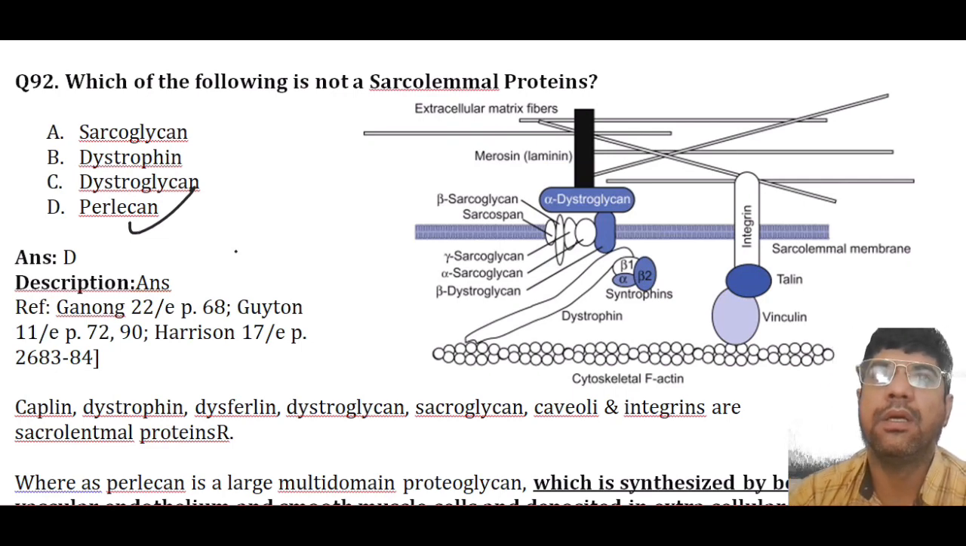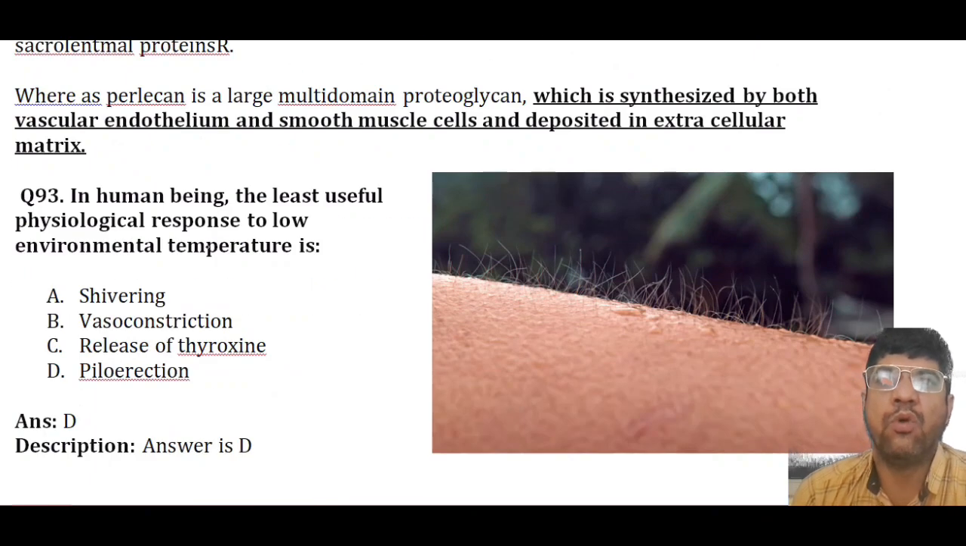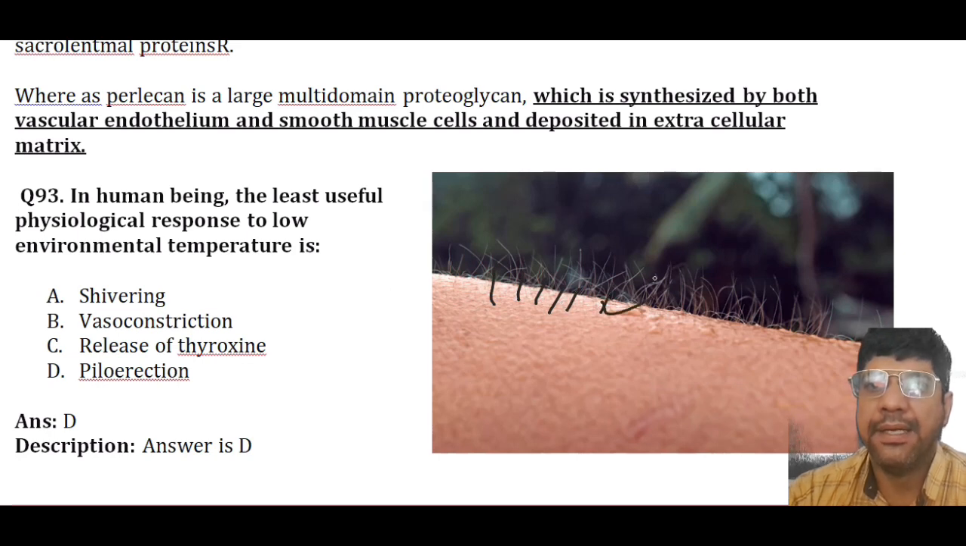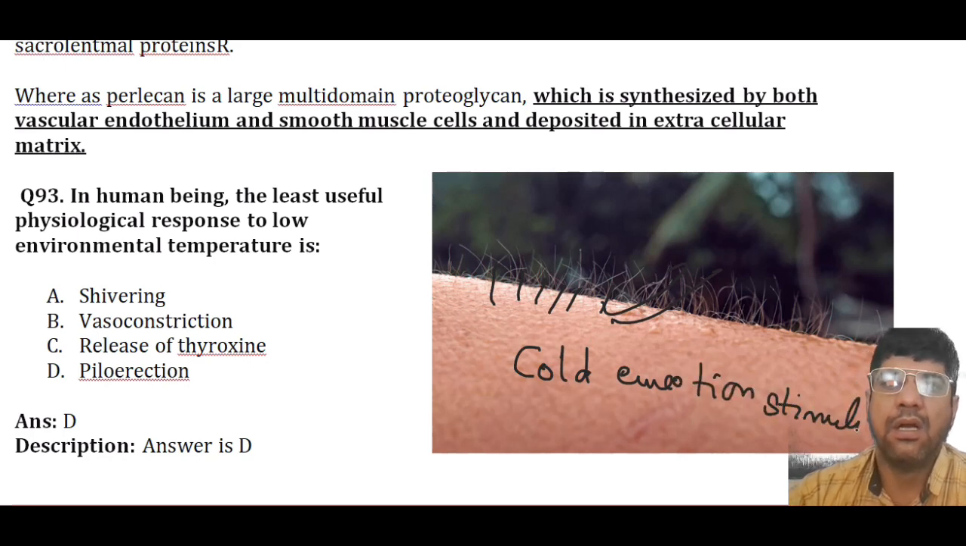In human, the least useful physiological response to low environment temperature is the piloerection. So piloerection refers to the phenomenon where the small muscles at the base of hair follicles contract, causing hair to stand on end. So this is also known as goosebumps. It is the physiological response to cold or emotional stimuli. So that occurs due to the sympathetic nerve activation.